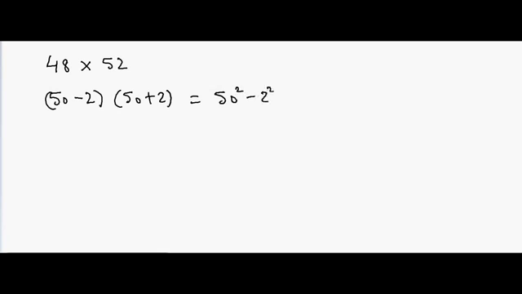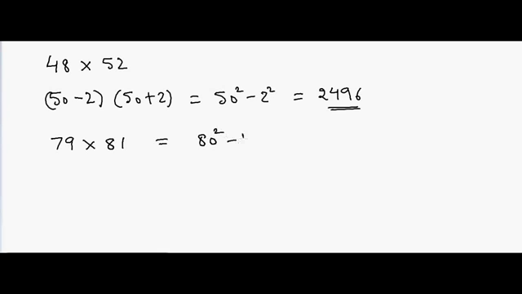For example, suppose I have to multiply 48 and 52, so how will I do that? If you look at it carefully, these numbers are symmetrical around 50. So this can be written as 50 minus 2 and 50 plus 2. That will be equal to 50 square minus 2 square. So the answer will be equal to 2496, right?